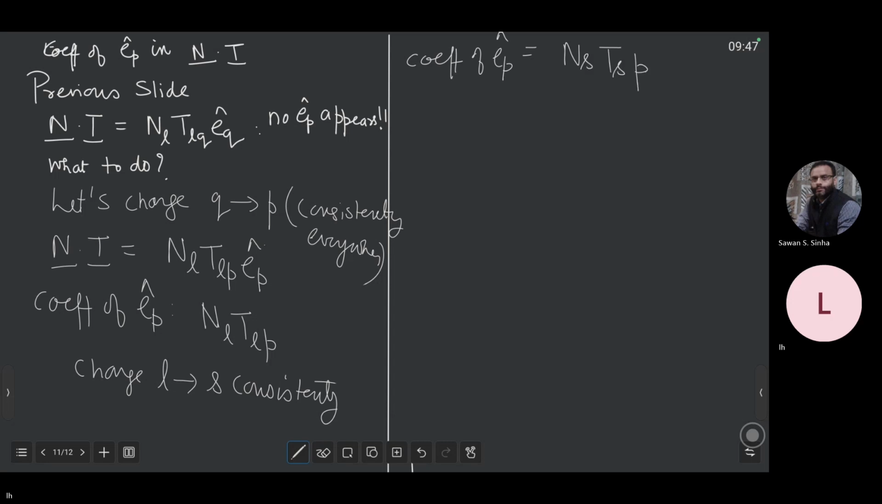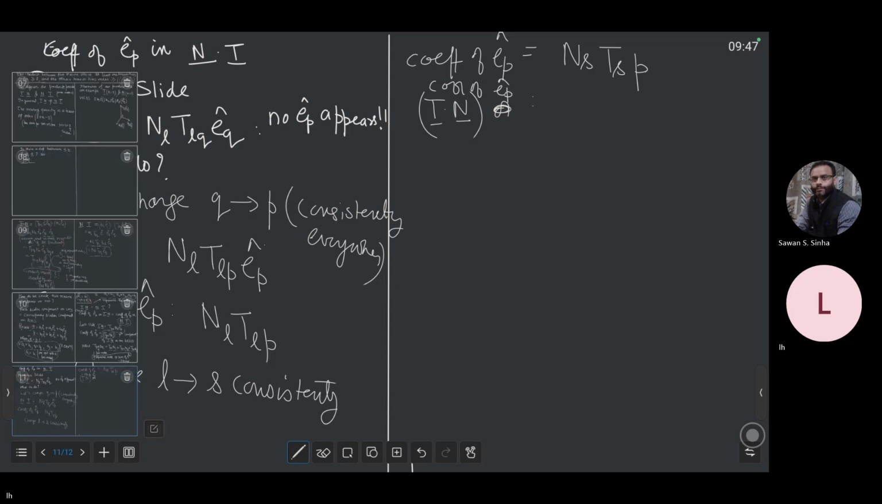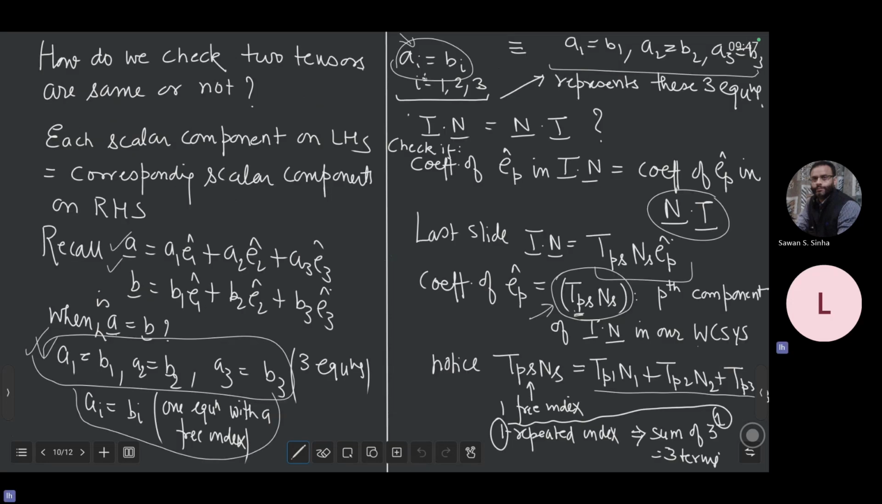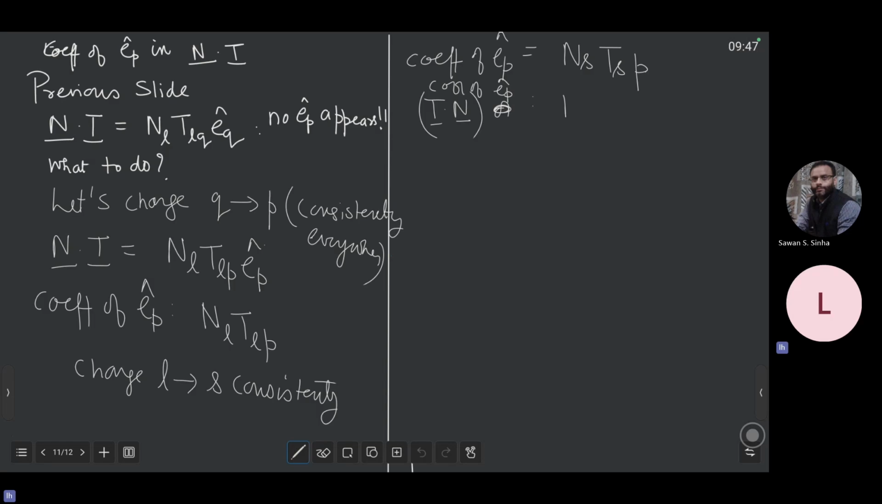Okay. So T dot N: the coefficient of EP in T dot N was NSTPS. Okay, remember NSTPS. And the coefficient of EP in N dot T, which we got here, is NSTSP. Now tell me what's your judgment.